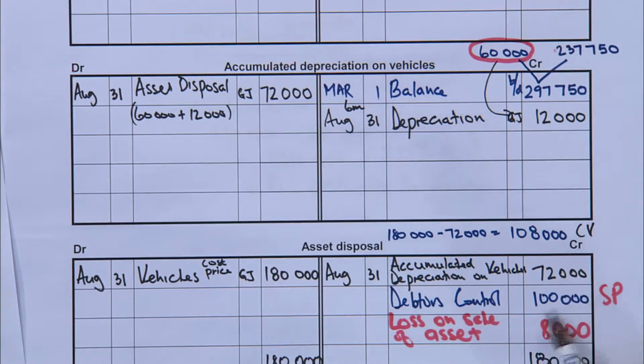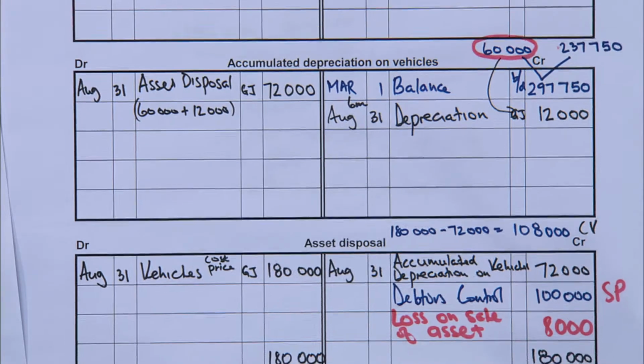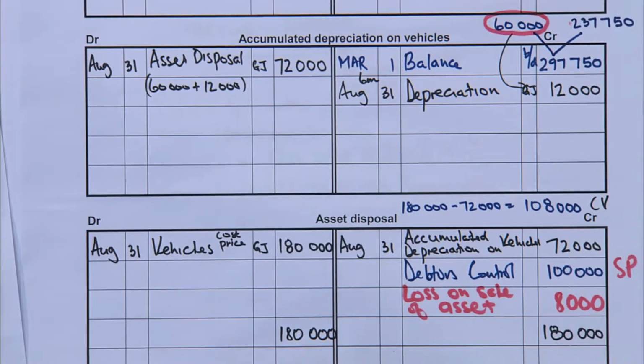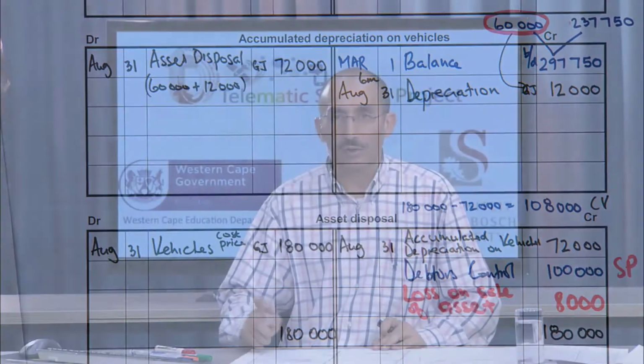I'm selling it for 100,000, the selling price. Why do we write debtors? The activity says that we sold the car on credit. I'm selling it for less than what it's worth, so I'm making a loss of 8,000. Right, grade 11, that completes the asset disposal section of the activity. But the activity goes on.